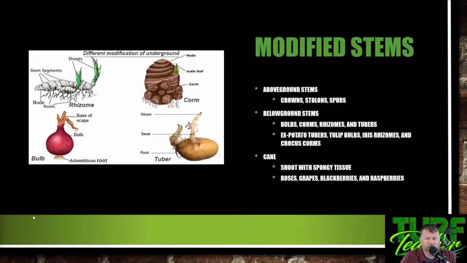We have canes. These are shoots with a spongy tissue. On the outside, they may feel hard or brittle, but on the inside, they've got that spongy tissue, like a rose, grapes, blackberries, and even raspberries. And I'm looking forward to getting those fresh blackberries off the farm here. Nothing like going out into the woods and the hay fields and seeing the wild blackberries and picking them right off the briars that are out there. So all of these are your modified stems.